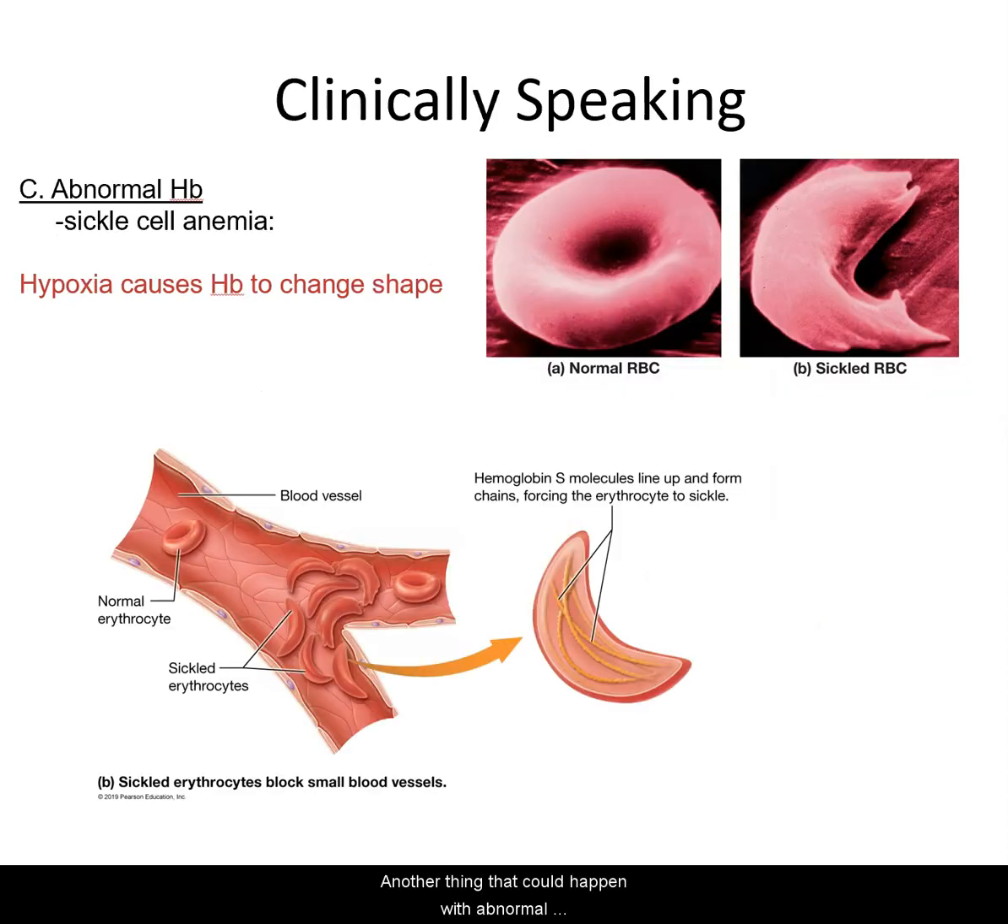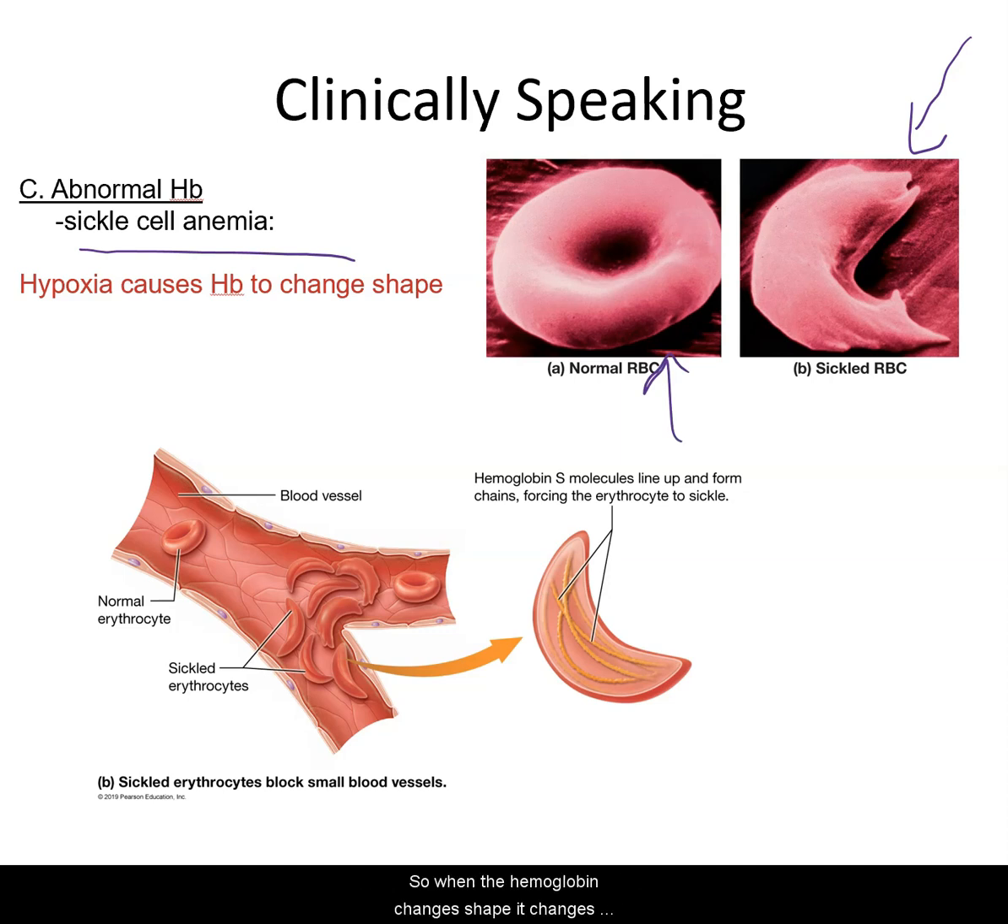Another thing that could happen with abnormal hemoglobin is sickle cell anemia. Now, you can have sickle cell trait and sickle cell anemia. You would have learned about these in Bio 119. But what happens here, you can see that it's actually one DNA base mutation that causes a different amino acid, and it changes the shape of the hemoglobin.